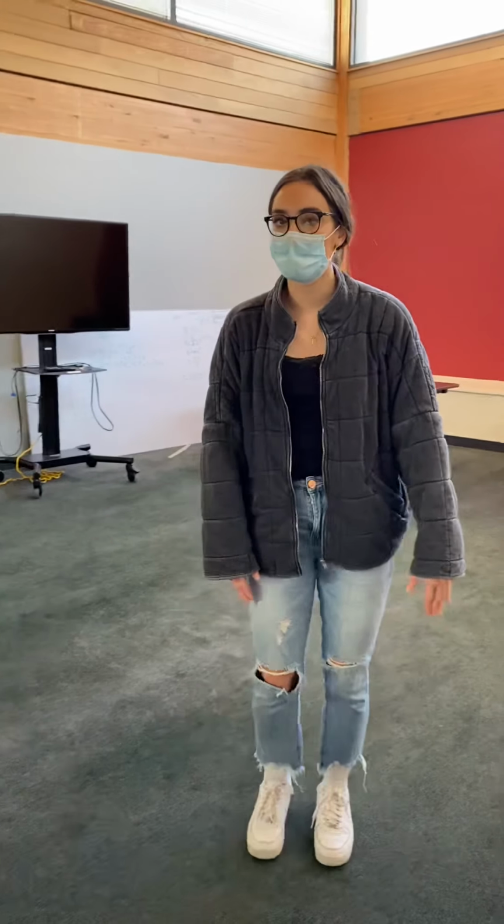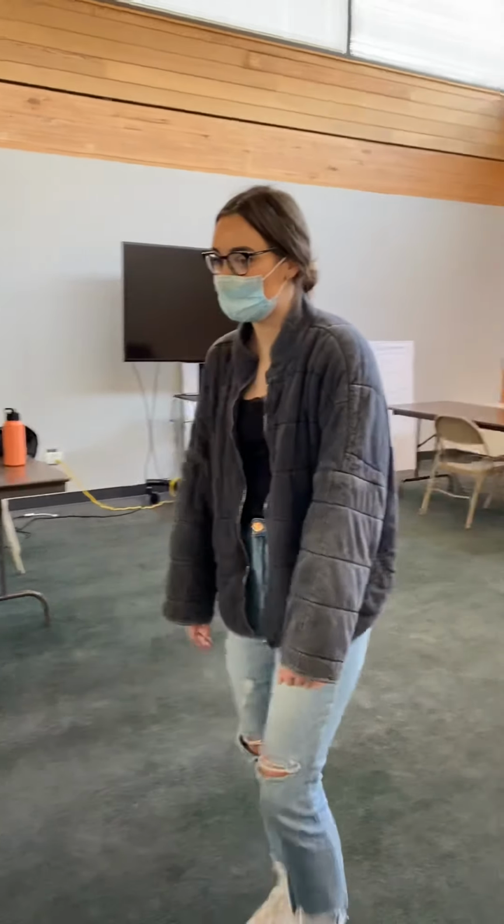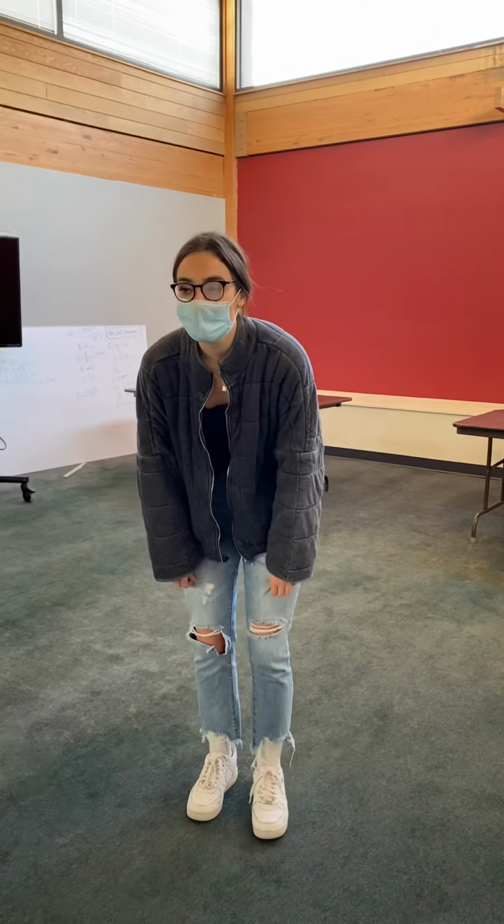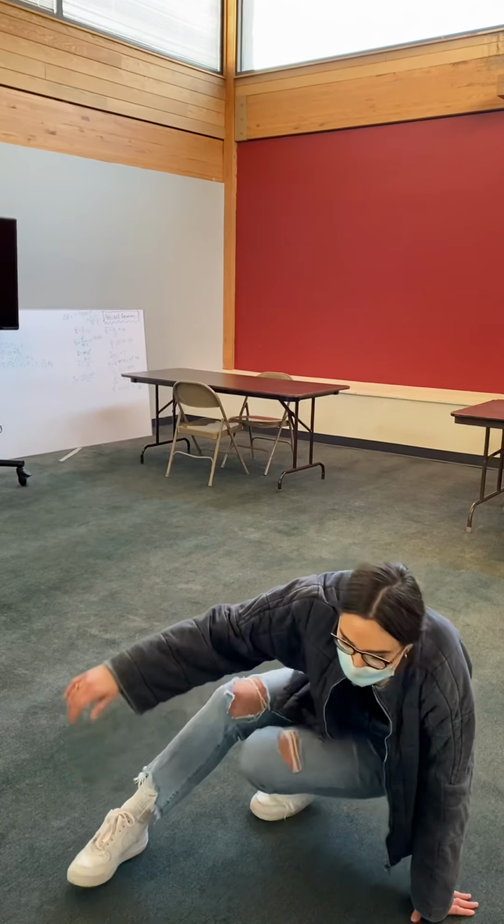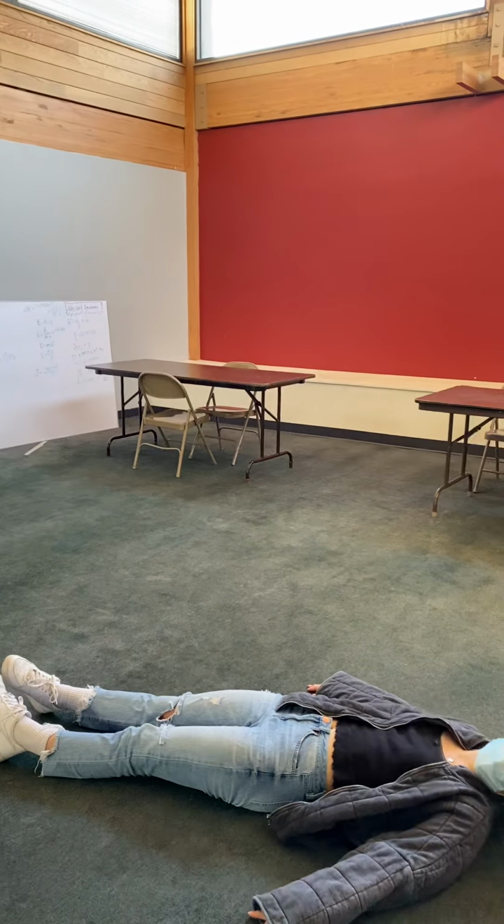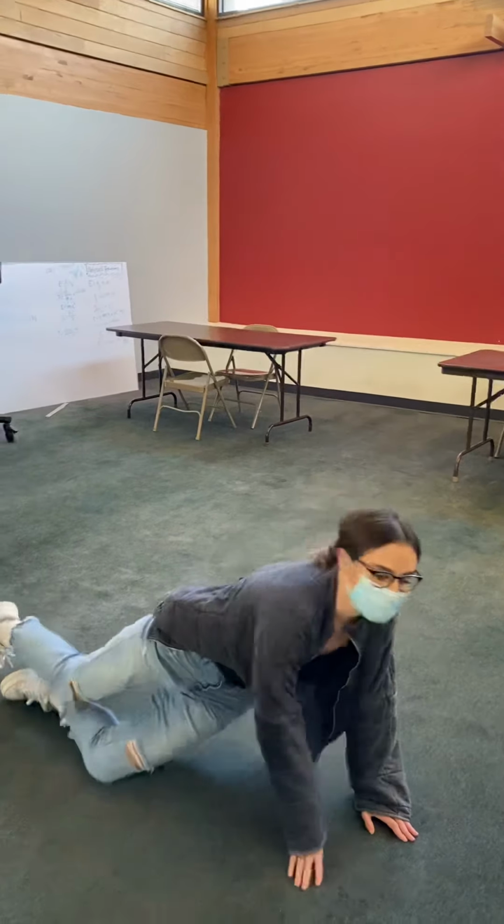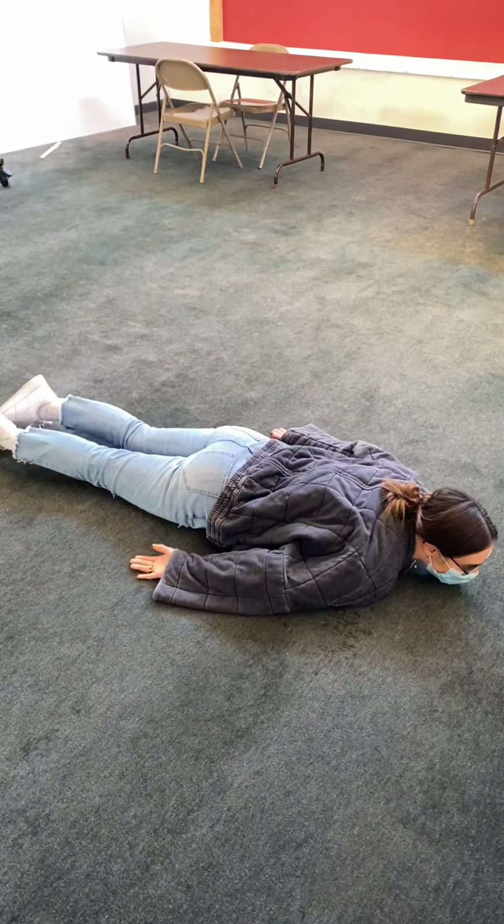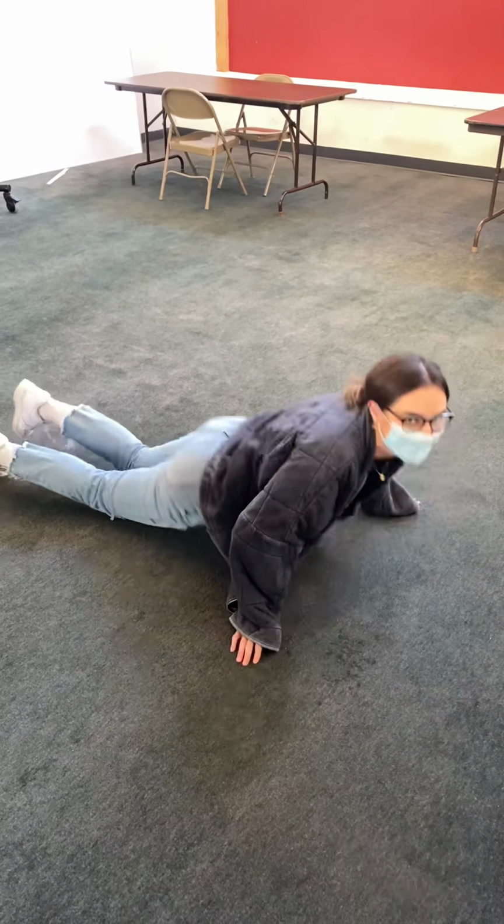Proximal is going to be what's closest to a certain part of your body, so my shoulder is proximal to my head, whereas my elbow would be distal to my head. The next position we're going to cover is a supine position. So this is basically when you're just laying down flat on the floor like this. And then the next one is going to be a prone position, which is when you're laying on the floor flat like this.